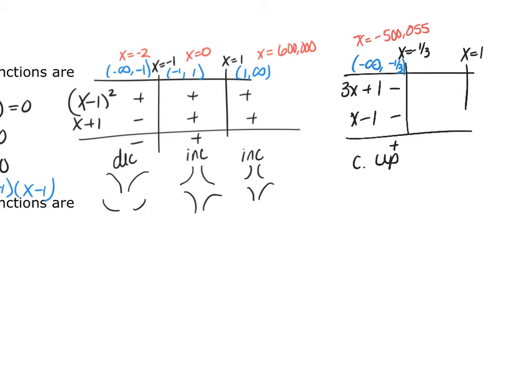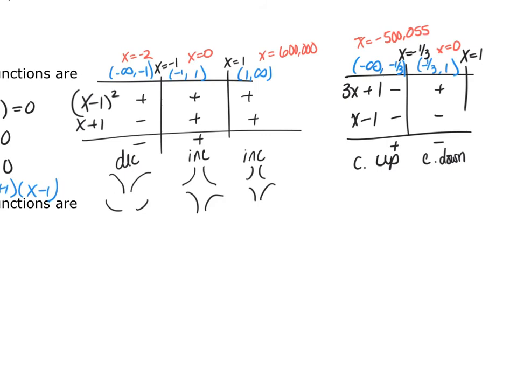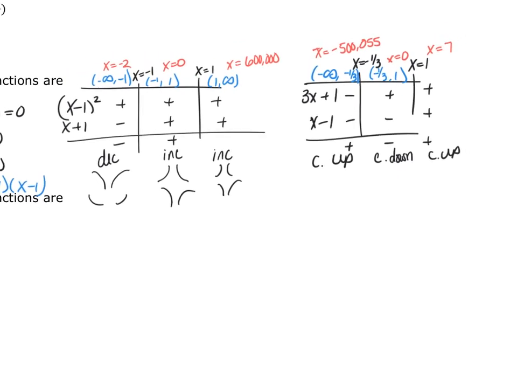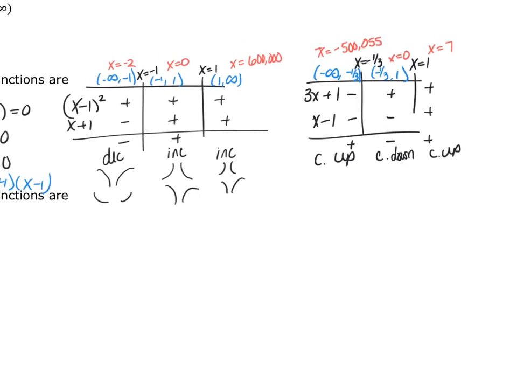Okay. Something in this region between negative 1/3 and 1. I put in 0 and I get a positive and a negative. So that's a negative, so we are concave down. Now, in this last region, what do you all want to pick? 7. Plus and plus and plus. So we are concave up. Now, let's bring this all together with a single derivative sign graph.